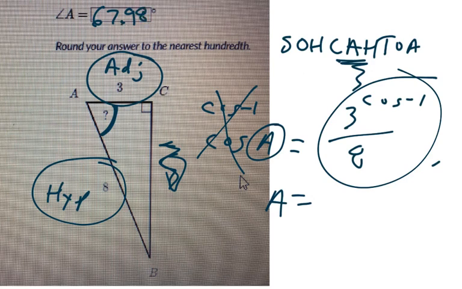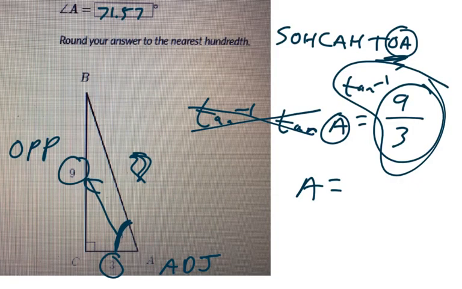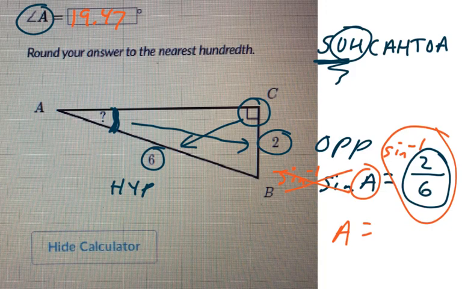So guys, that's it. We now are able to find missing angles using SOHCAHTOA, hopefully. We are relearning that cosine is adjacent over hypotenuse. Tangent is opposite over adjacent. Sine is opposite over hypotenuse.